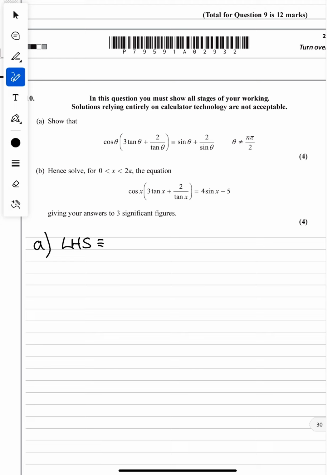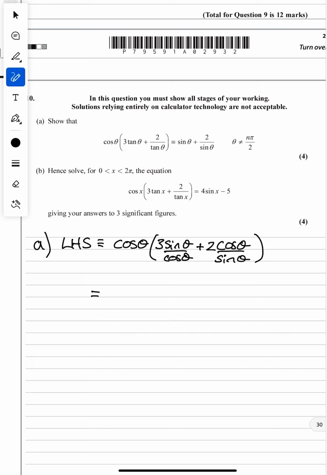And I'm going to, first of all, switch any tan in terms of sine and cos, because on the right-hand side we only have sine. So tan theta I know is equal to sine theta over cos theta. And therefore plus 2, 1 over tan theta is equal to cos over sine. So that's the same as 2 multiplied by cos theta over sine theta.